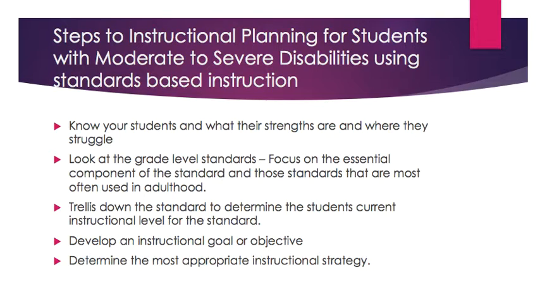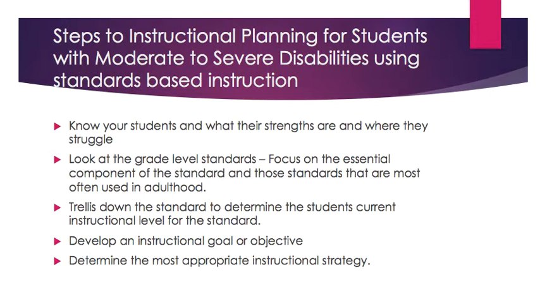And then we're going to what we call trellis down. In other words, look at that whole strand all the way down the grade levels. The numbers stay the same. I'll show you that in a second. Trellis down that standard to where the student is currently working instructionally, because most of the time those are prerequisite skills for the grade level standard. I'm going to show you that in a second.